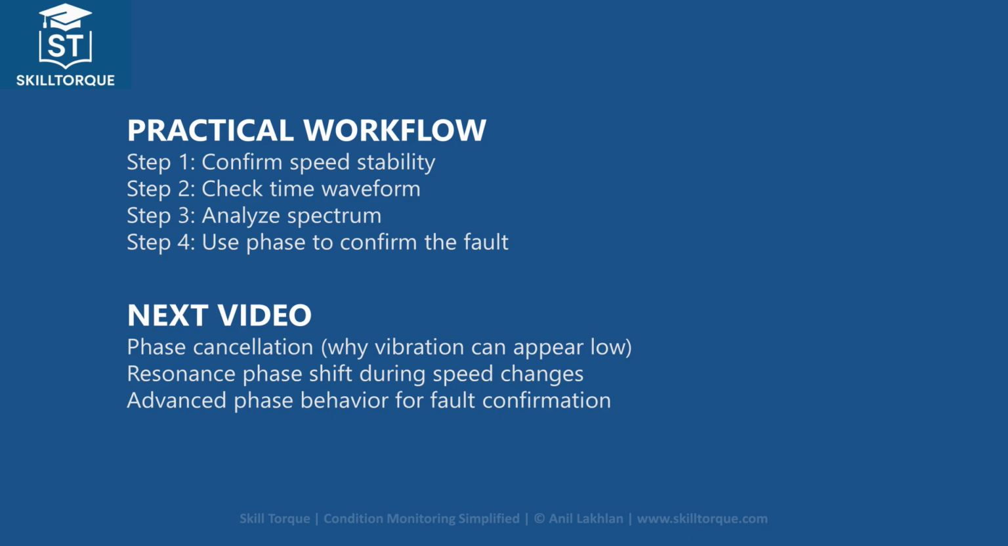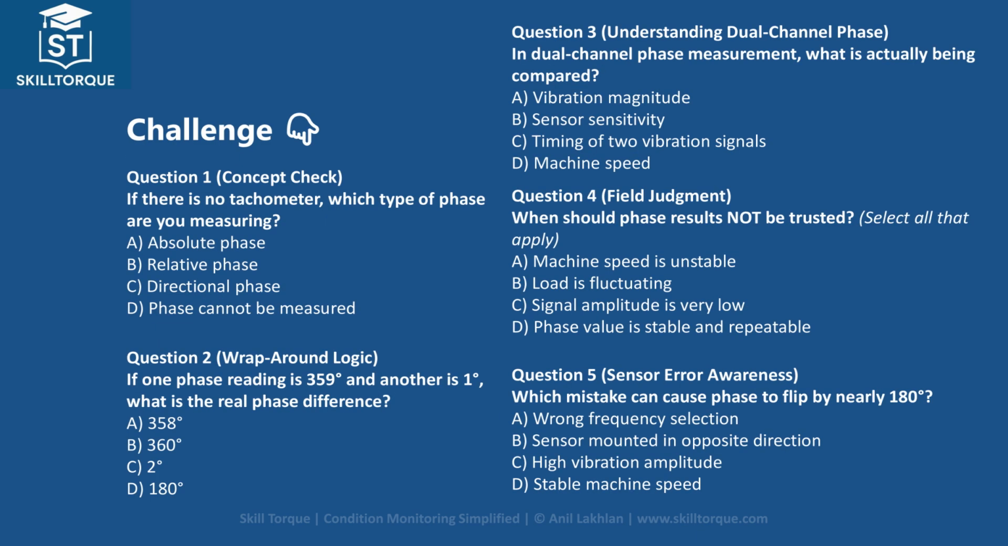Now there is the last and interesting thing, the challenge that I normally give every time. The first question, please listen carefully: can relative phase be measured without a tacho? Second, is 359 degrees very different from 1 degree? And third, when should phase not be trusted? So, a total of 3 questions.